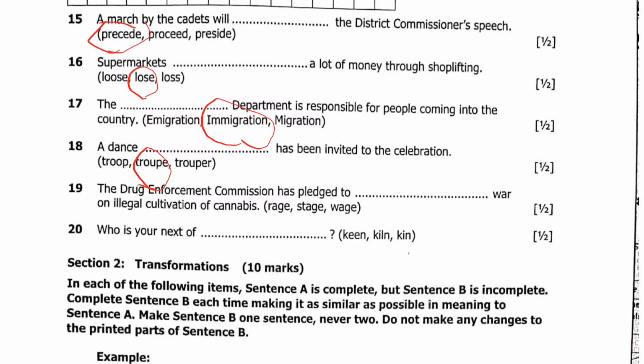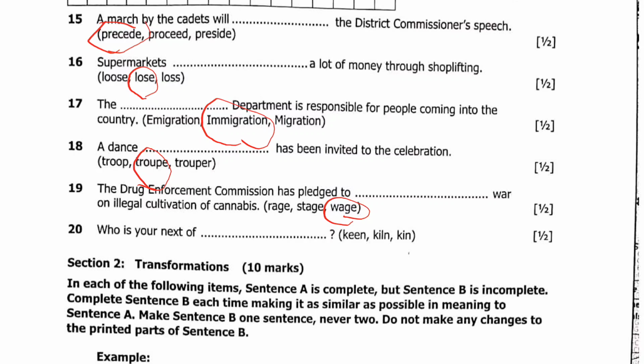Number 19. The Drug Enforcement Commission has pledged to dash war on illegal cultivation of cannabis. Has pledged to wage war? Has pledged to stage war? Who has pledged to wage war? The answer is to wage war. Okay, that's the correct option here.